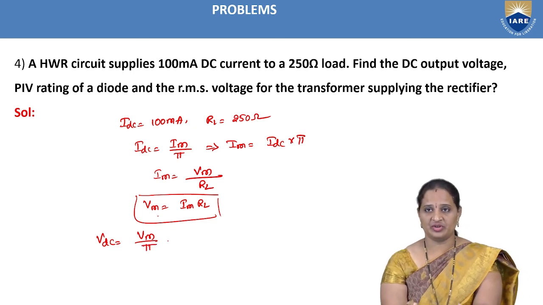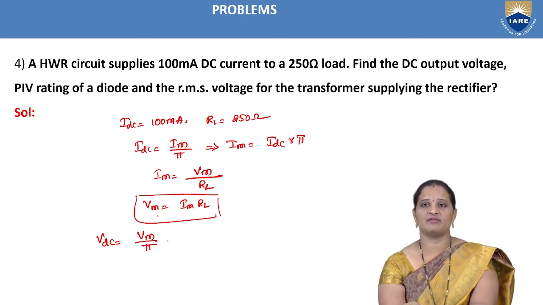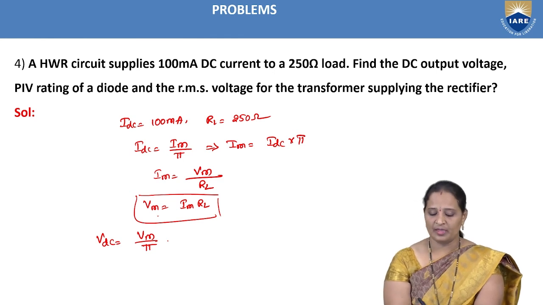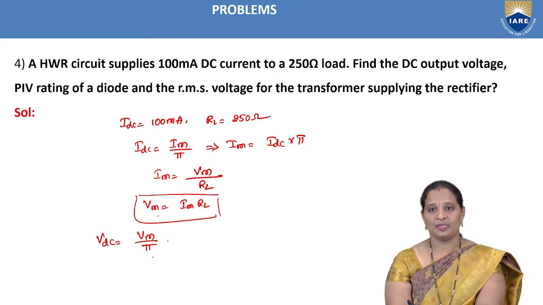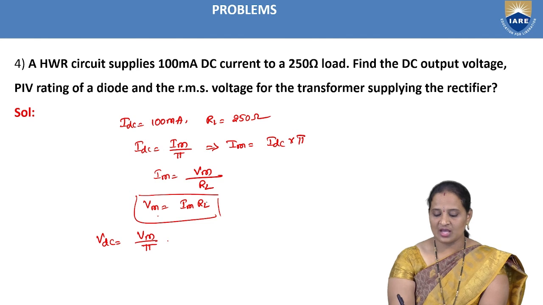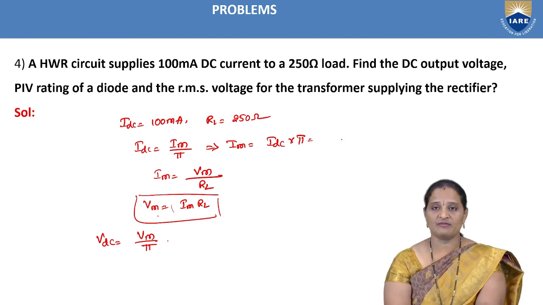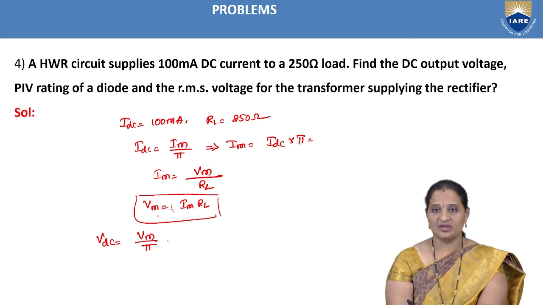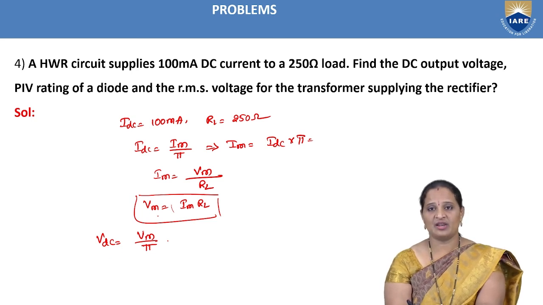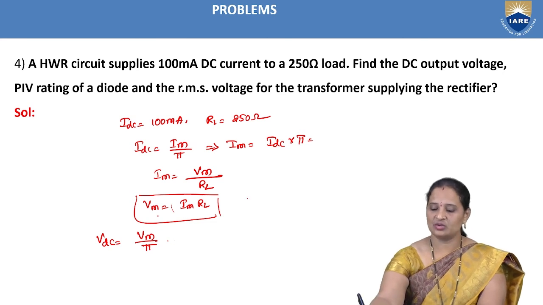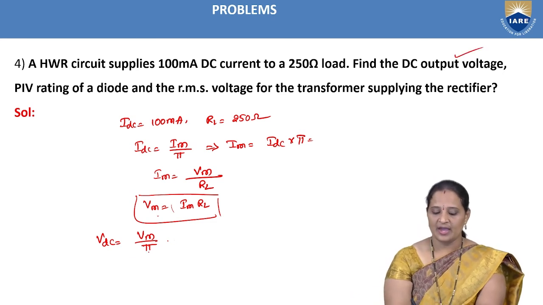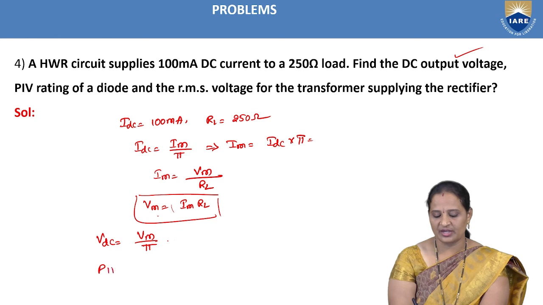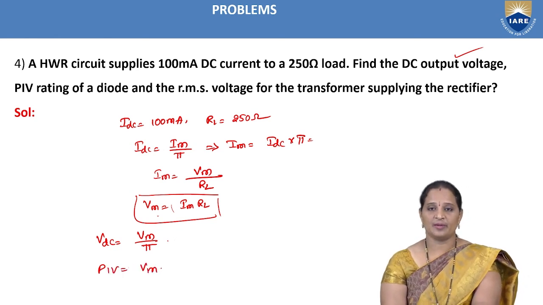I'm not substituting all the values, you just substitute and find out the values. As the RL value is known and the Im value you can calculate from here, you can find out the Vm value. Once the Vm value is known, the VDC value can be calculated as Vm by pi. So this is the DC output voltage, and the peak inverse voltage rating, as it is a half-wave rectifier, is equal to Vm.